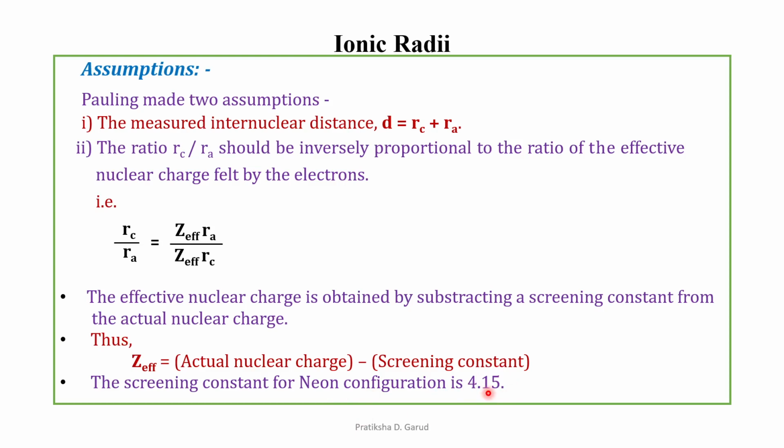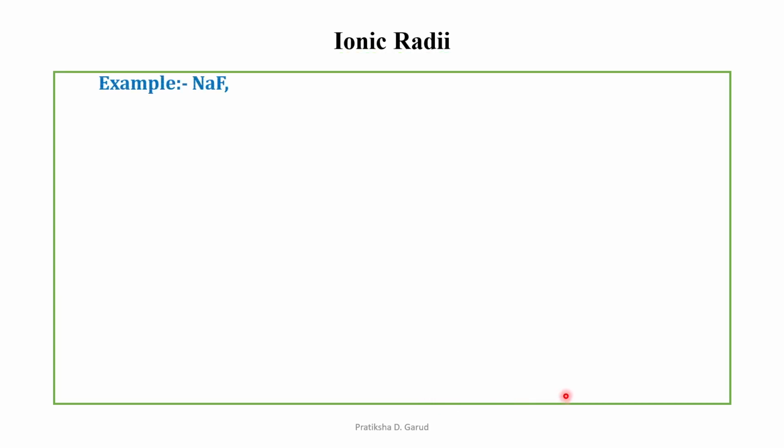Because the 4 crystals that were studied in the previous slides all have the neon configuration, that means they have 10 electrons. That's why we have to consider the value 4.15. So let us explain this for the example sodium fluoride, right?